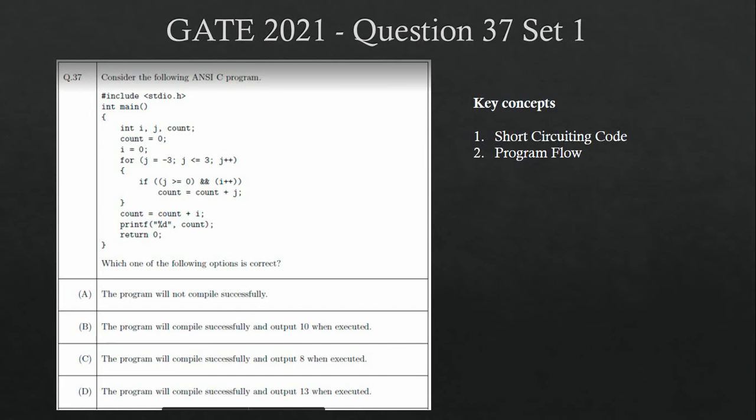To solve this question, you would need to know two basic concepts of C programming. First one is short circuiting code, which is also called jumping code, and the second one is program flow. If you are preparing for any of the GATE exam or ISRO exam, I expect that you already know the program flows from top to bottom. Let us discuss something about short circuiting code.